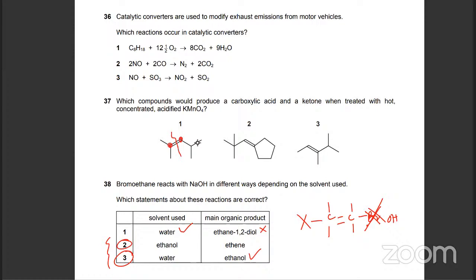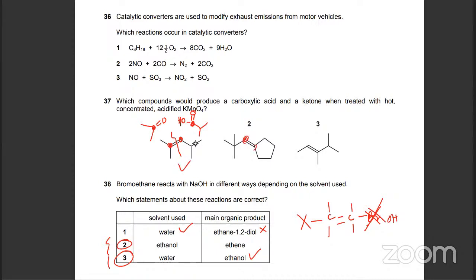So I'm going to redraw this molecule. Okay, so I've separated these 2 carbon atoms. This one is bonded to 1 carbon chain, so it will turn into a carboxylic acid. This carbon over here is bonded to 2 carbon chains, so that will turn into a ketone. Which compounds will produce a carboxylic acid and a ketone? So the first one is correct, you're getting both.